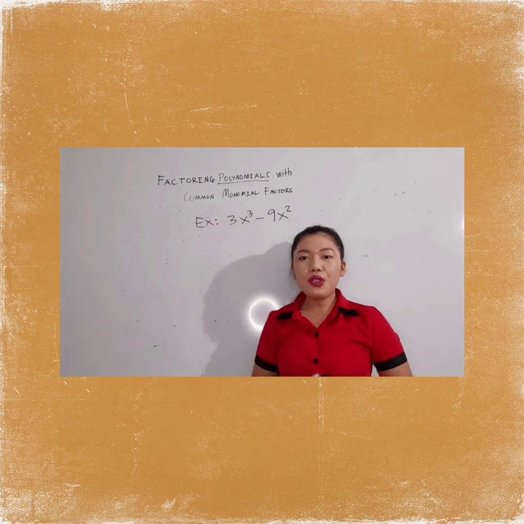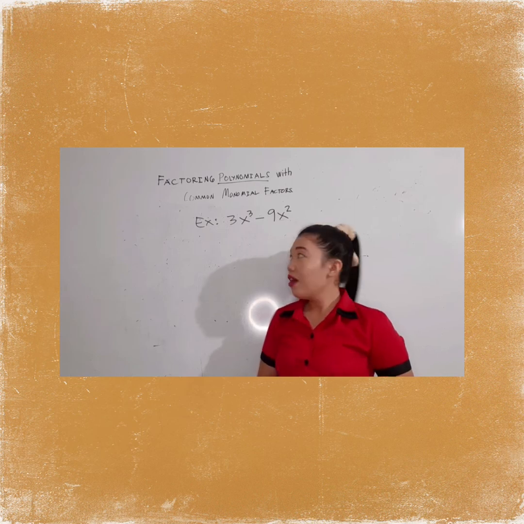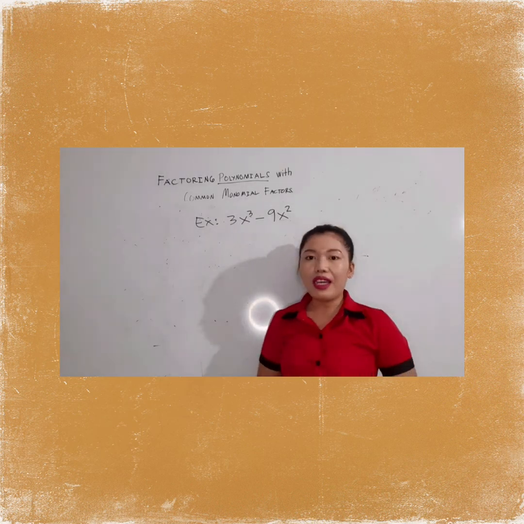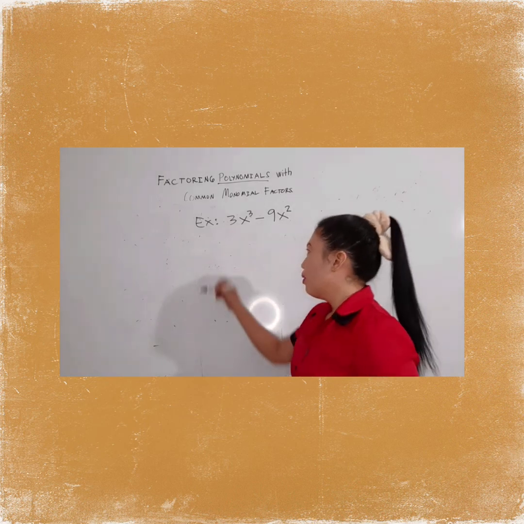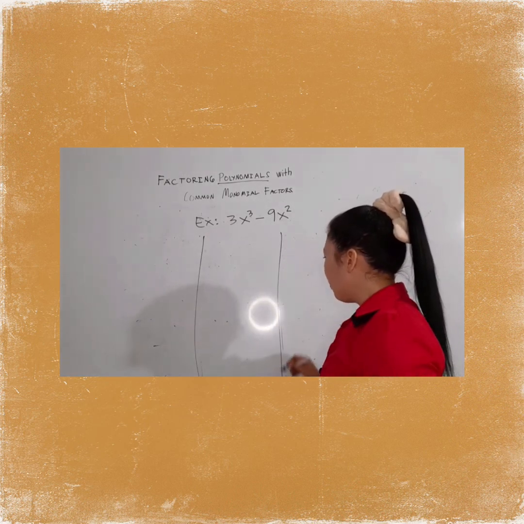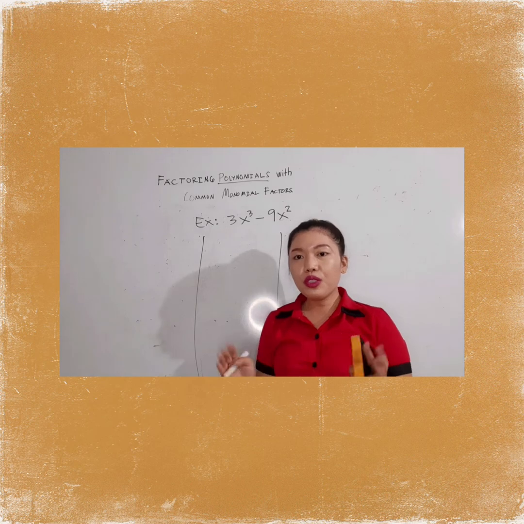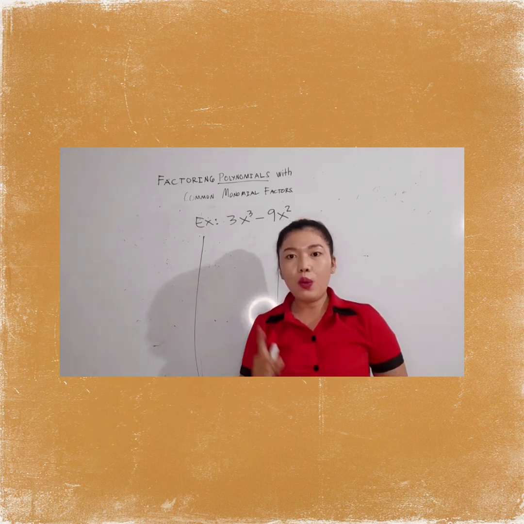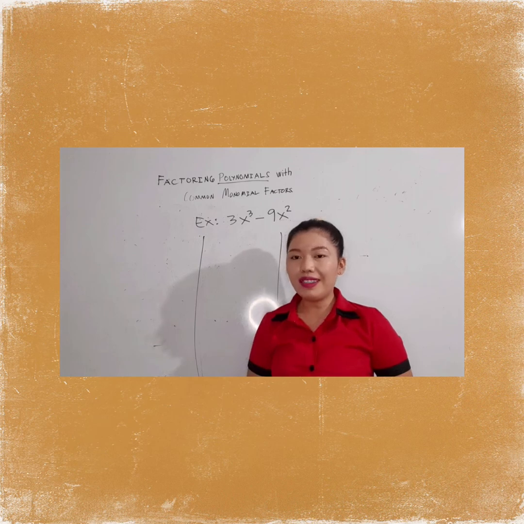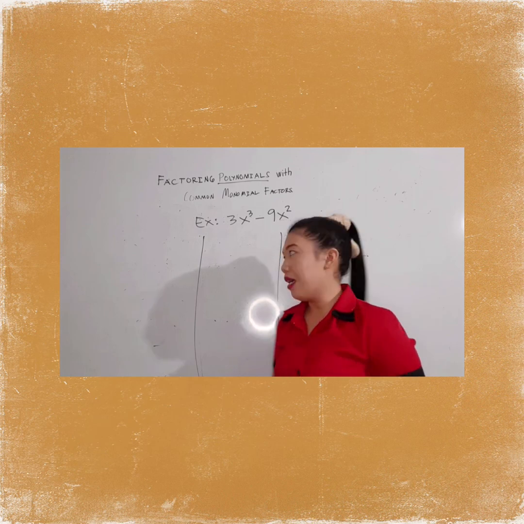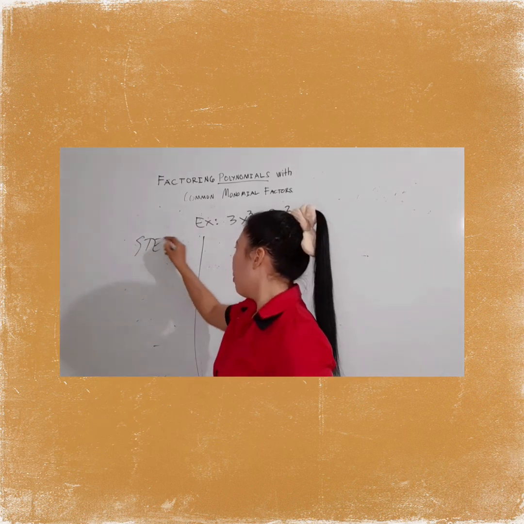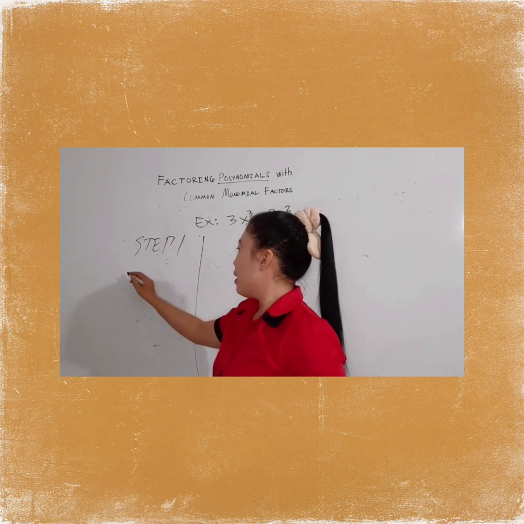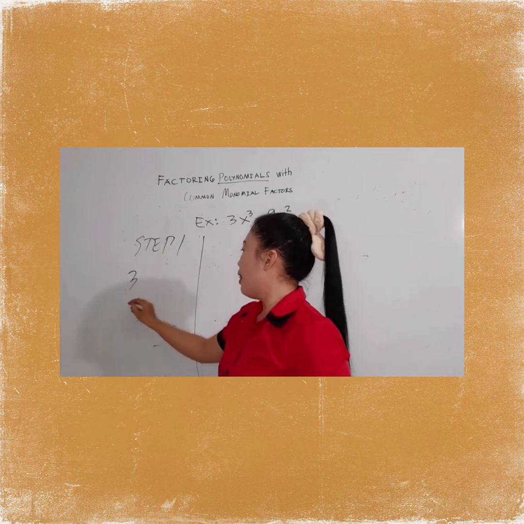So let us proceed to our next example. How about if we have 3x cubed minus 9x squared? The first thing we're going to do is to find step 1. What is our step 1? Yes, find the GCF. So we will find the GCF of 3 and 9.